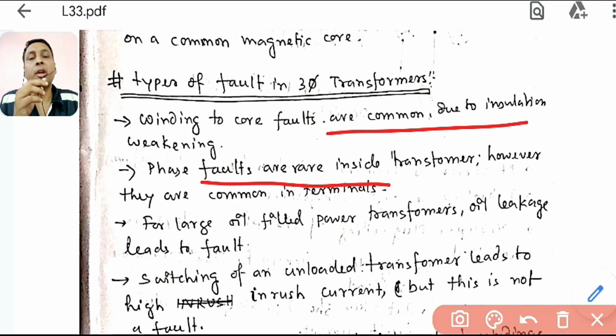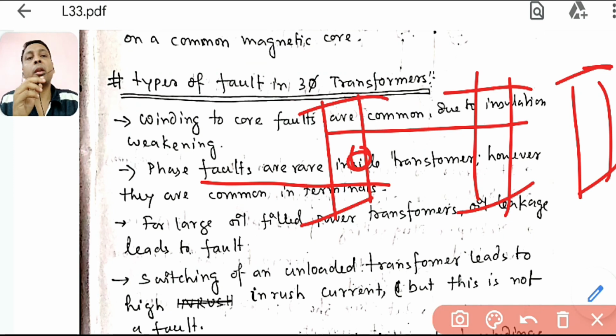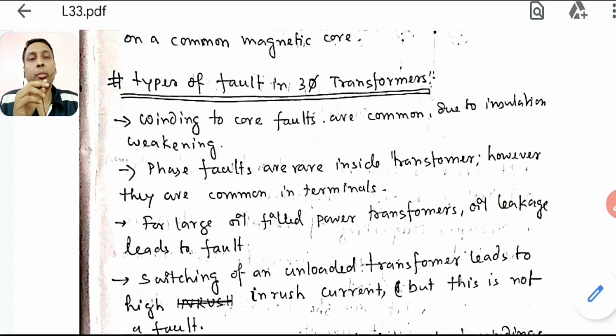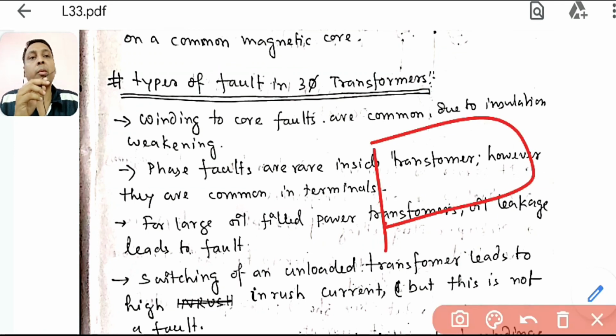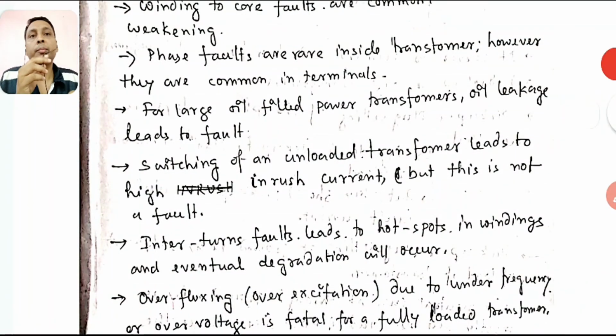Phase faults, that is interconnection between phase A and phase B inside the transformer, are very rare, because they are in different limbs. This is the phase A limb, this is phase B. It is very rare that some winding goes out of this and then comes in contact with this. So these are far away. So these are not so common inside the transformer, but at the terminal they are common. Means at the output terminal you have phase A, phase B. So here something may fall and these two can get shorted. So that's possible outside, that is in the terminal.